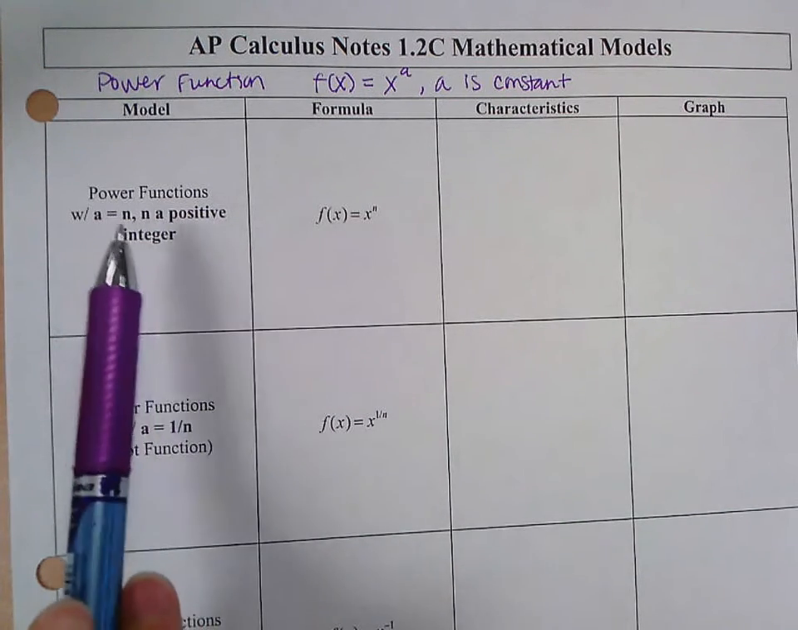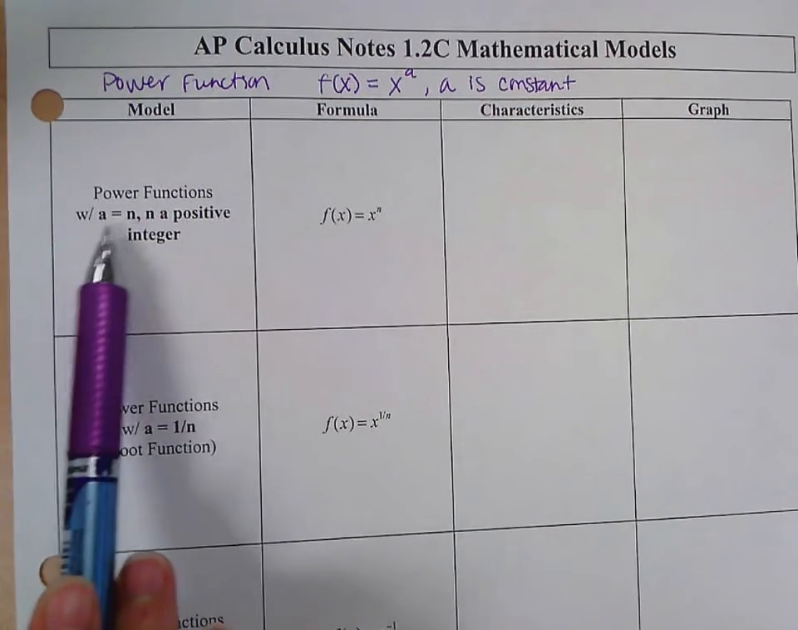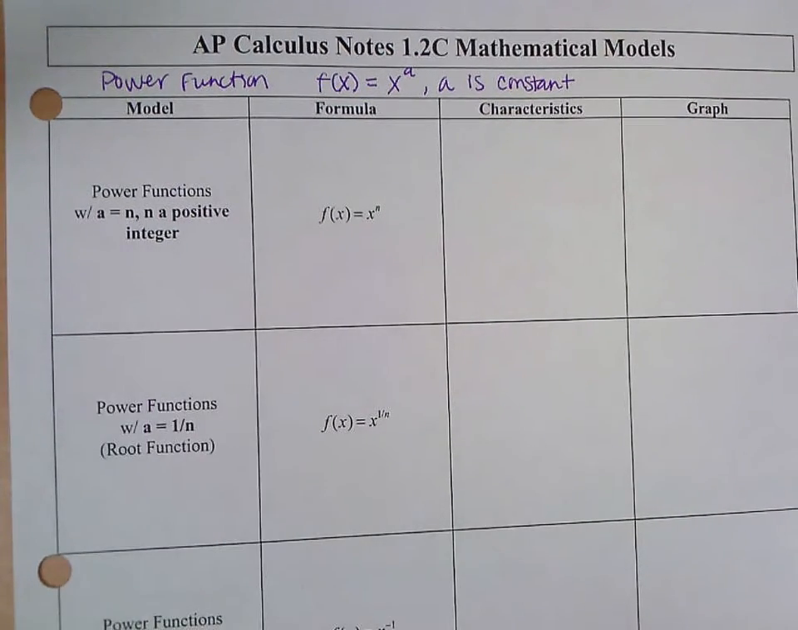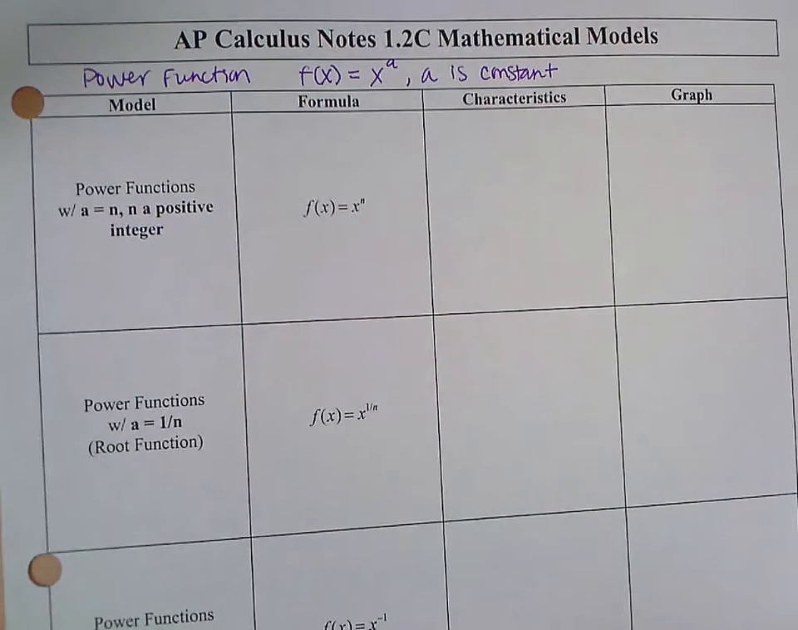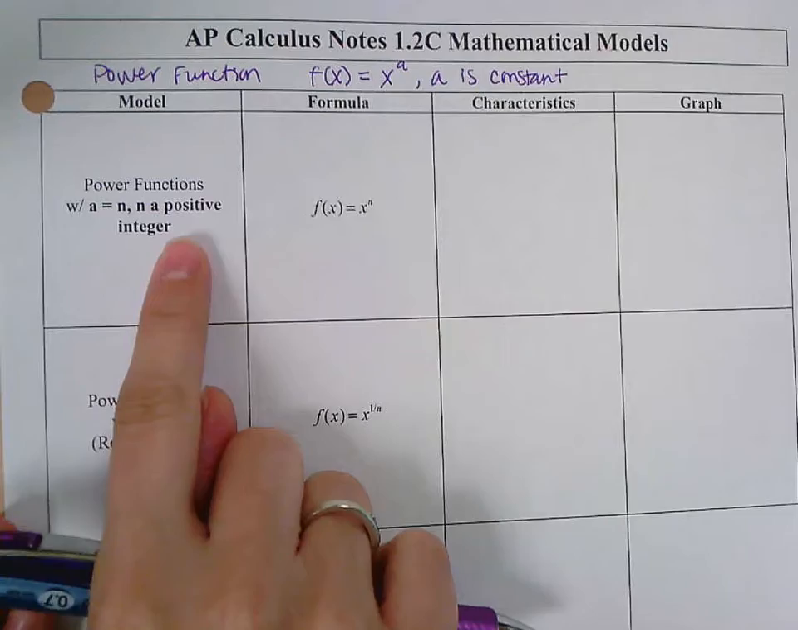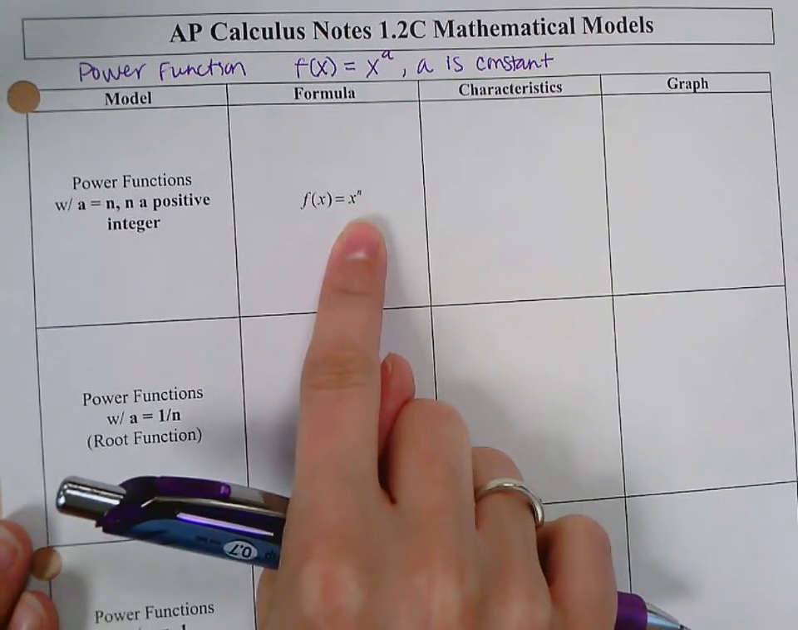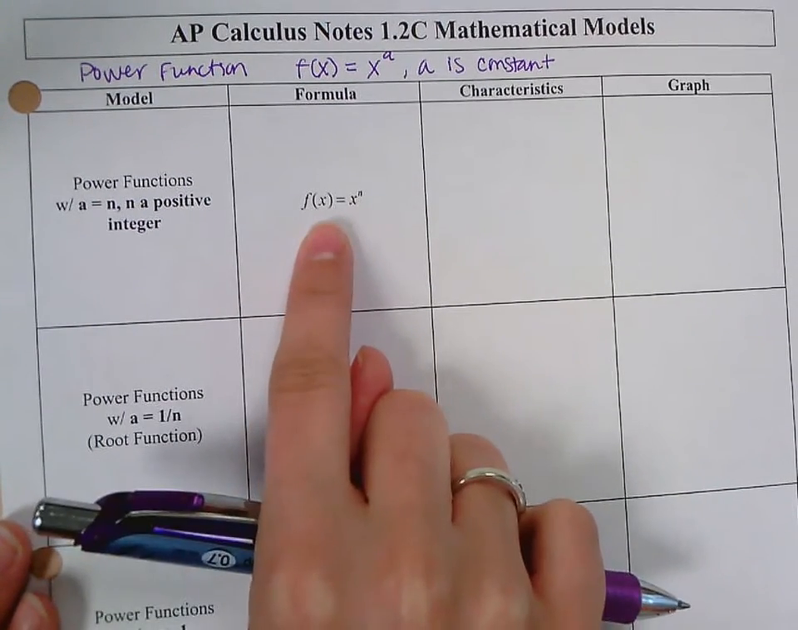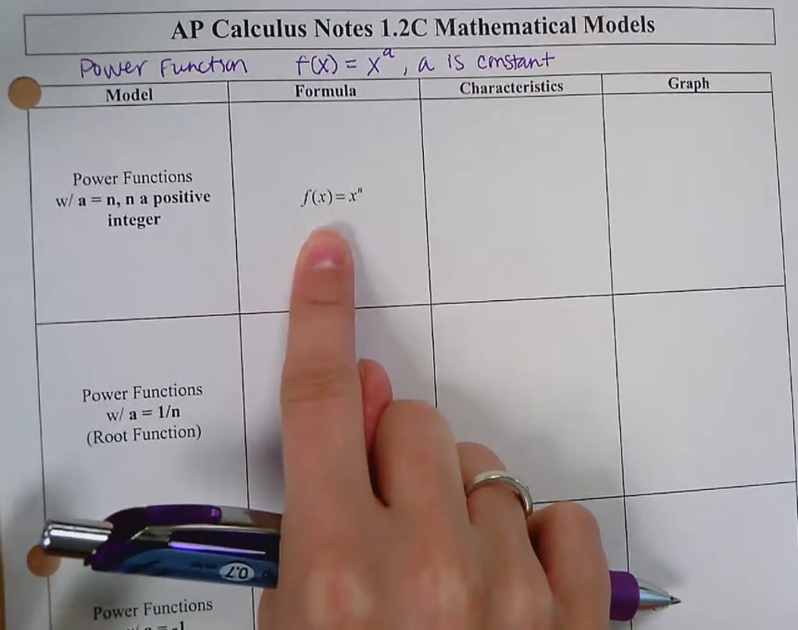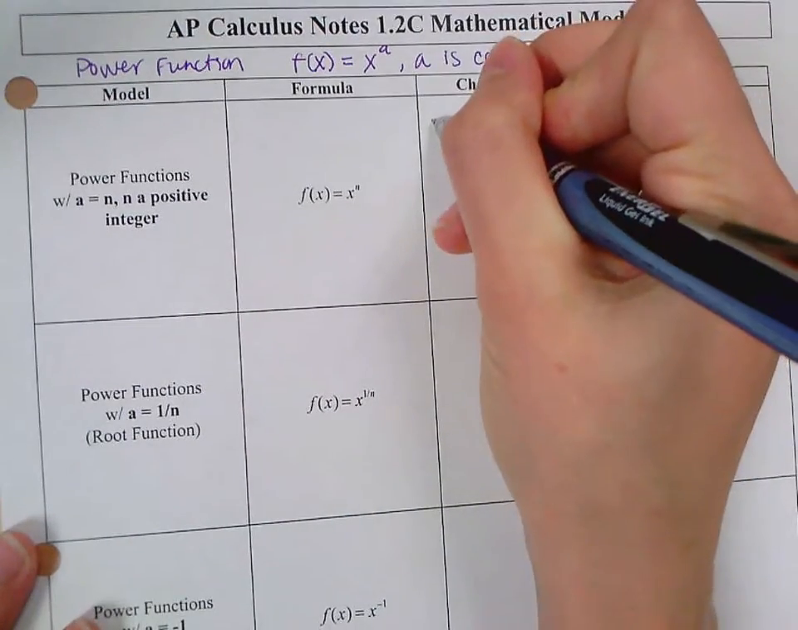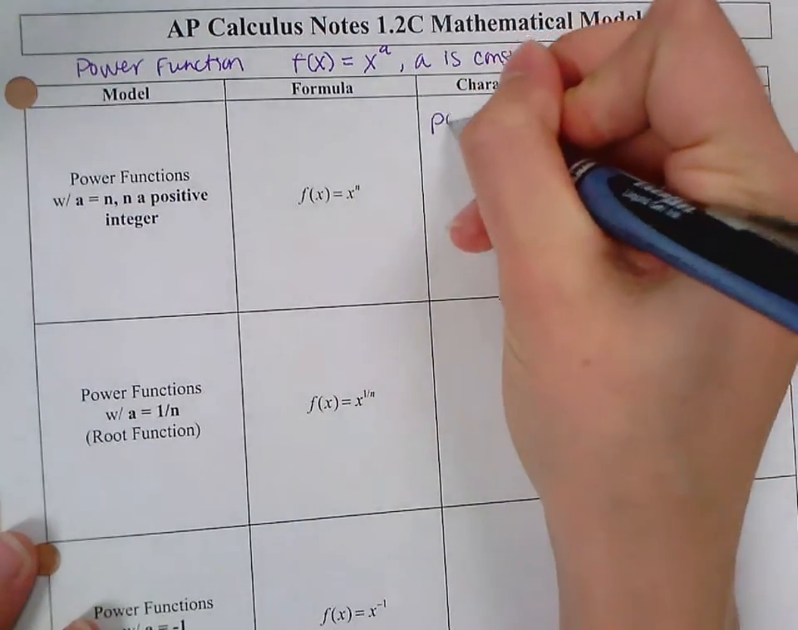So we're first going to look at if the exponent a is equal to n, where n is a positive integer. So n would not be 0, n would not be negative, n would not be a decimal or a fraction. So we have f of x equals x to the n. Because the exponent is a positive integer, this does make it a polynomial. This also fits into the polynomial family. So this would be a polynomial with only one term.